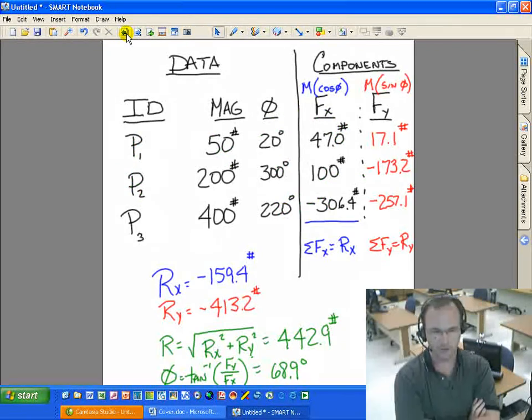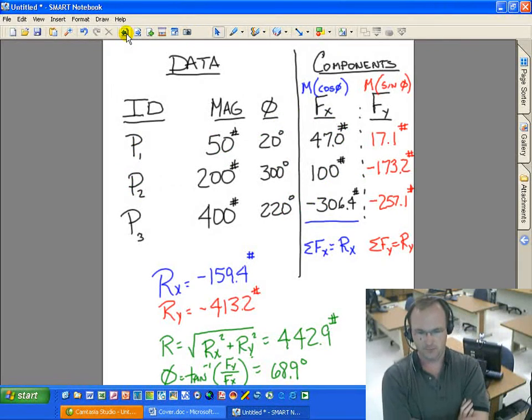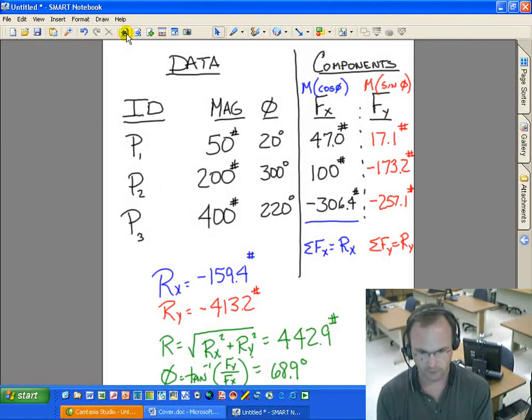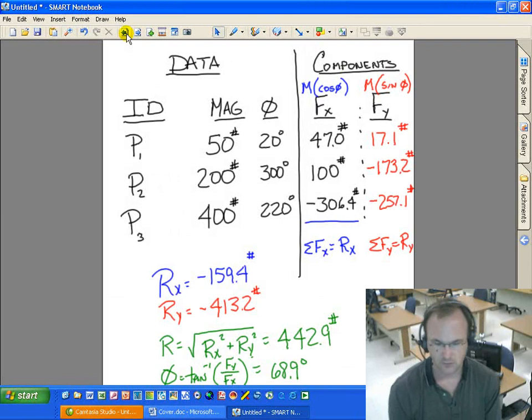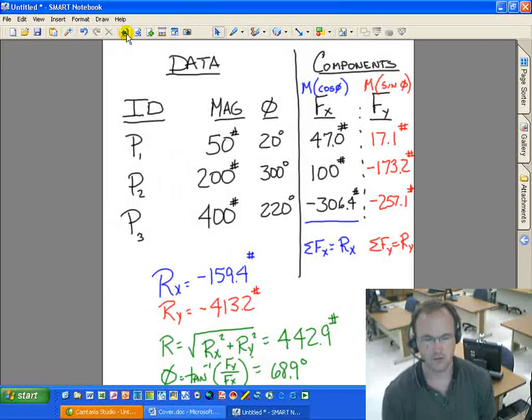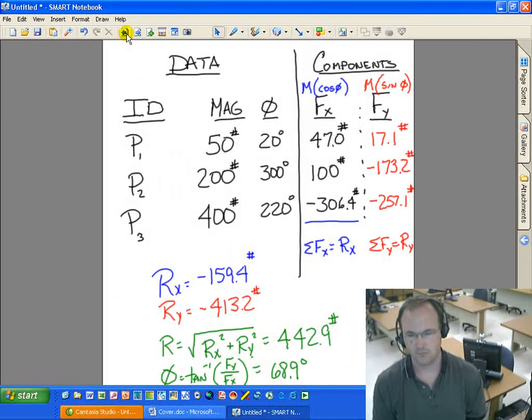And checking our numbers, make sure we didn't screw up the numbers. So 200 times, and 200 times 300 cosine. Okay. So these look like good numbers.